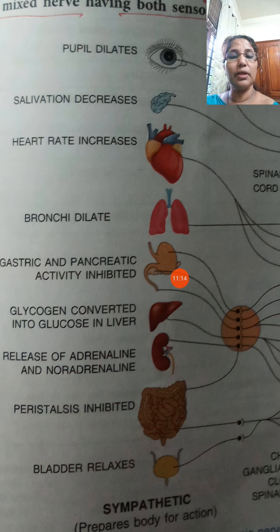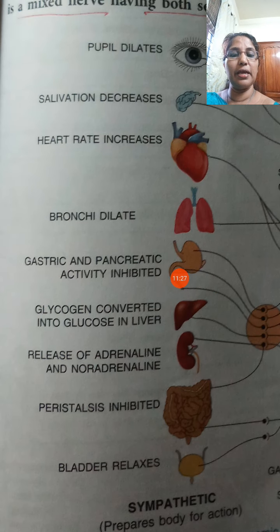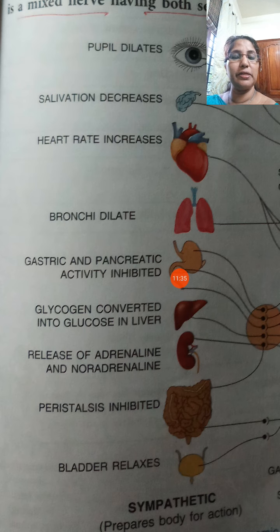Then again, release of adrenaline and noradrenaline. Adrenaline is to face the emergency situation. Noradrenaline is bringing things down, that is, the parasympathetic system is stimulated by the noradrenaline. Then peristalsis is inhibited. Peristalsis means the movement in the stomach to push the food forward. That function is also stopped for some time.